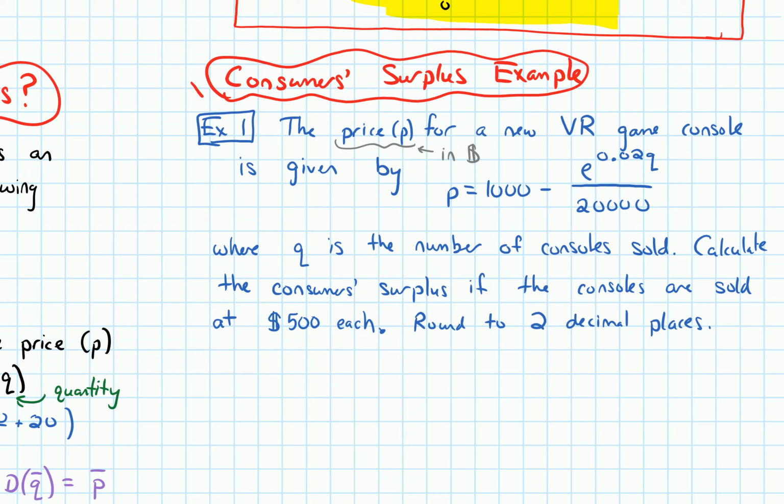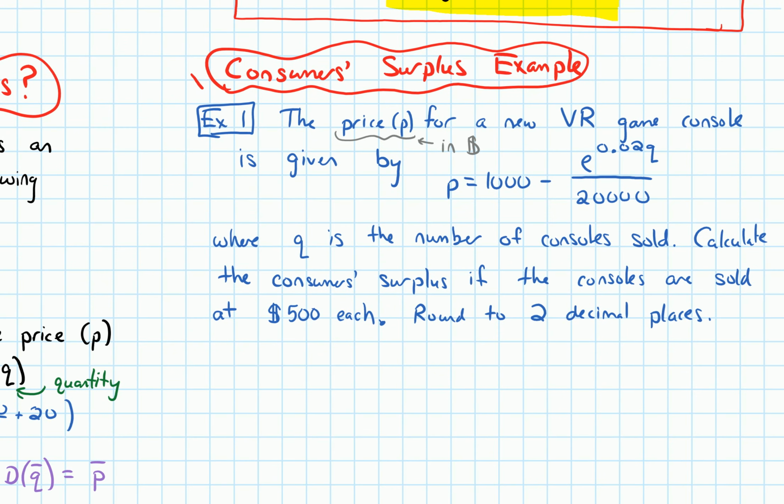In this question, it tells us the price of the consoles is $500 each. So that is our value of P bar. P bar is going to be 500. For my integral, I'm going to need to figure out what Q bar is, because that's the number I put at the top, my upper limit of integration. The way we'll get that is, when I plug in P bar for P, Q bar is my value for Q. So I write the equation, minus e to the 0.02, but change the Q to Q bar, over 20,000.